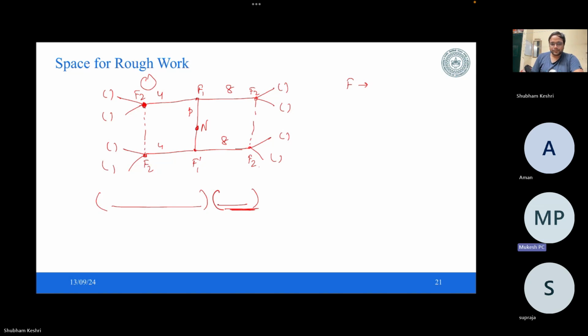So P is the probability that firm 1 is on the left hand side, that is 4 type. And 1 minus P is that firm 1 is on the right hand side, which is the 8 type. Right.